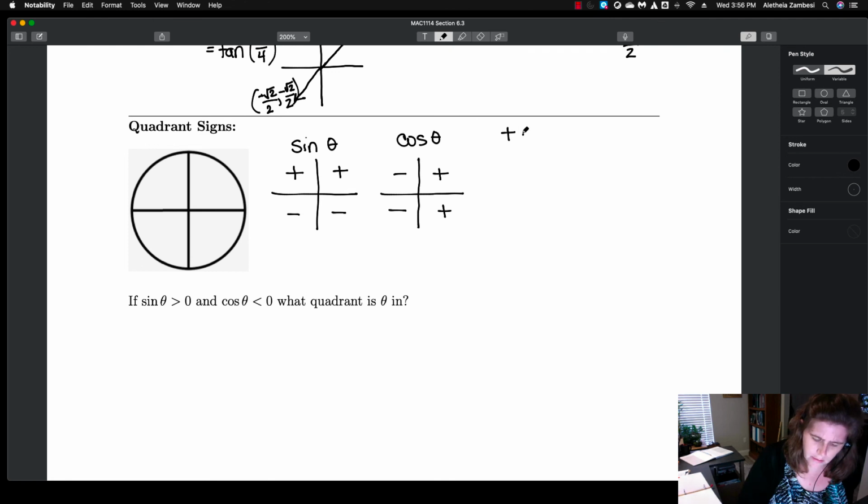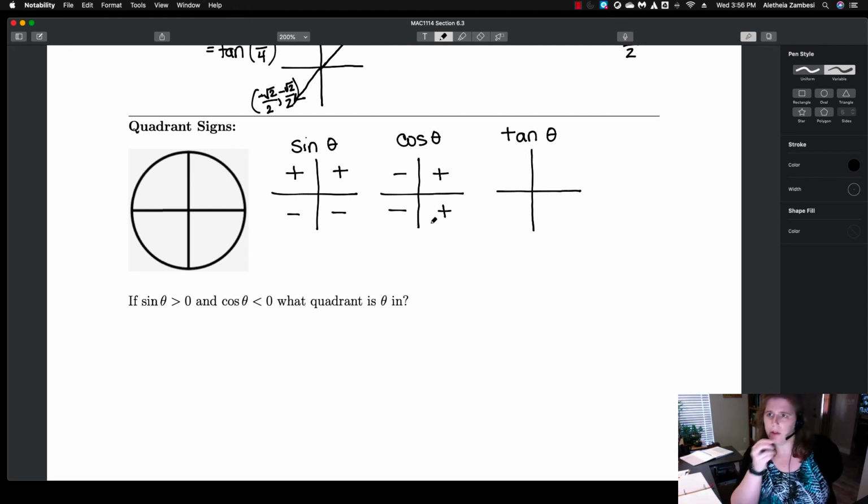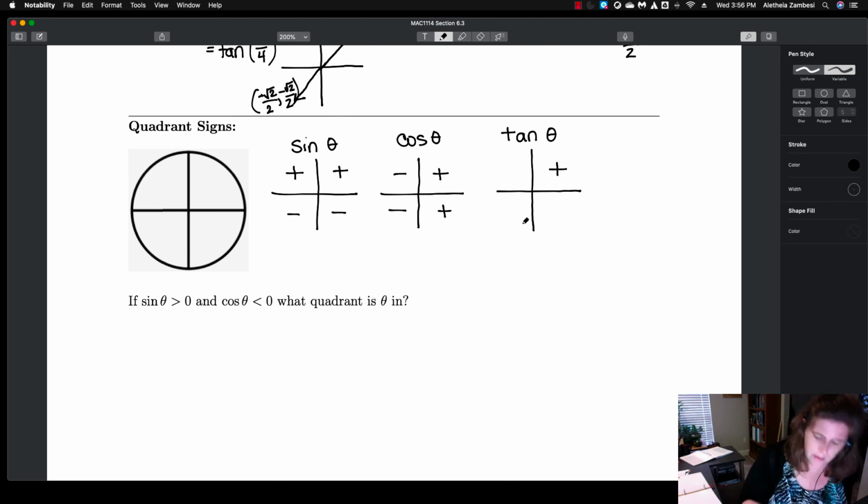Tangent of theta is y over x. Here's our y, here's our x. So if we have y over x, that means that tangent is positive wherever y and x are the same sign. So they're both positive here, so that means tangent is positive. In the second quadrant, sine is positive, cosine is negative. So since they're opposite signs, tangent is negative. Third quadrant, they're both negative, making tangent positive, and one of each in the fourth.